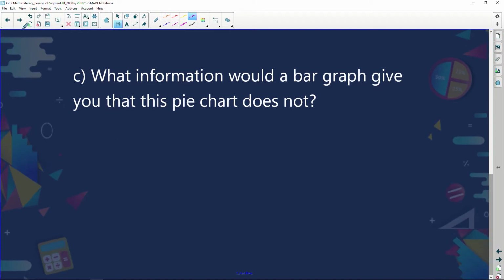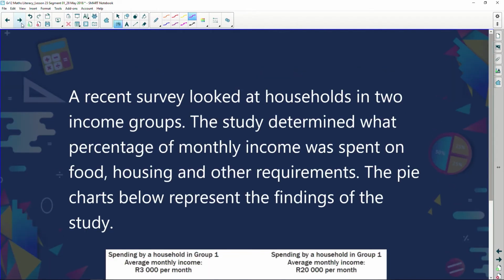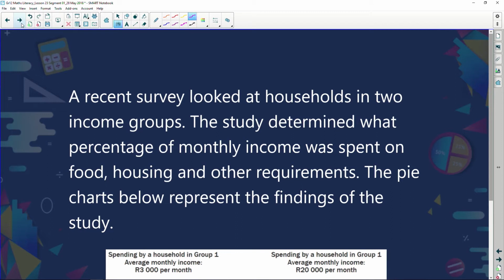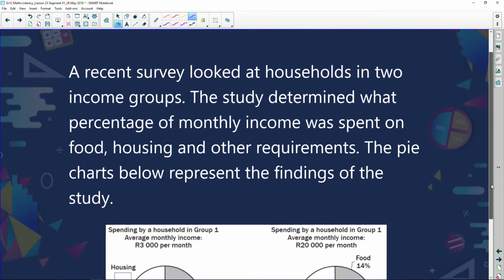We've said already it's to do with the percentages. Here's another example, which is great. A recent survey looked at households in 2 income groups. The study determined what percentage of monthly income was spent on food, what was spent on housing, and what was spent on other requirements. The pie charts below represent the findings of the study.